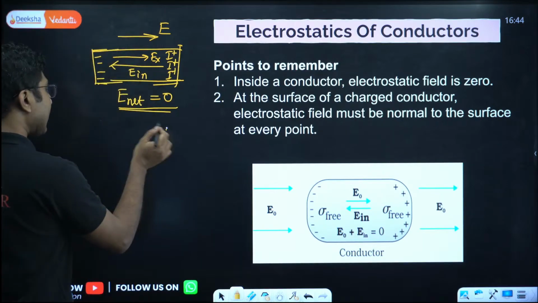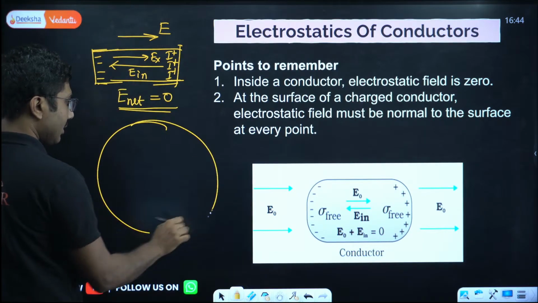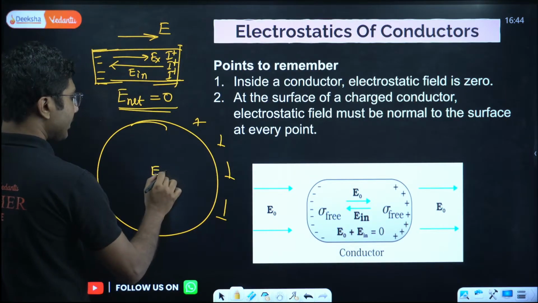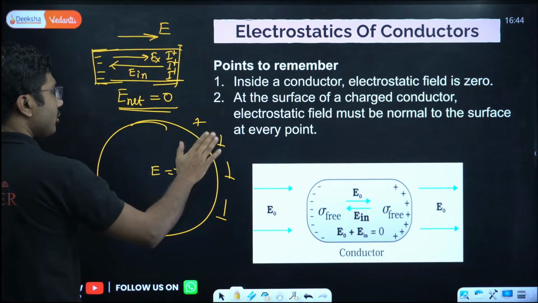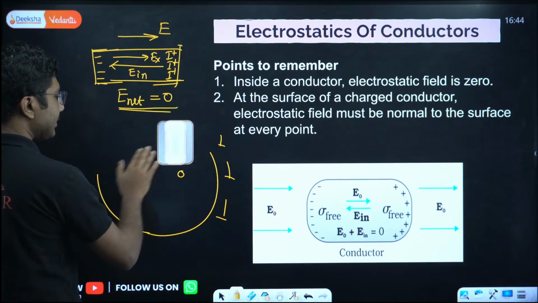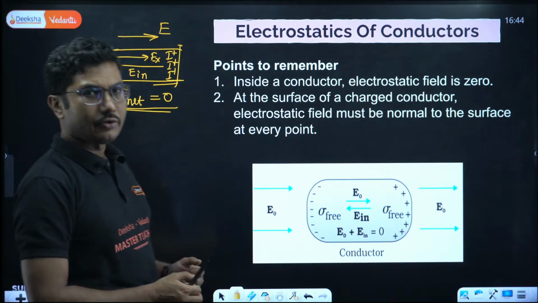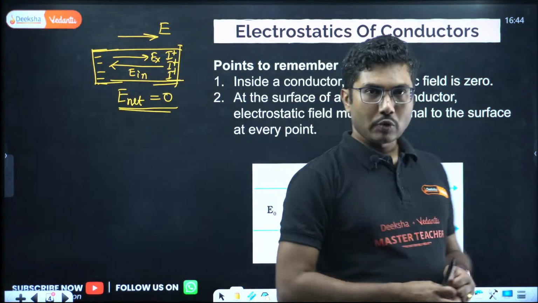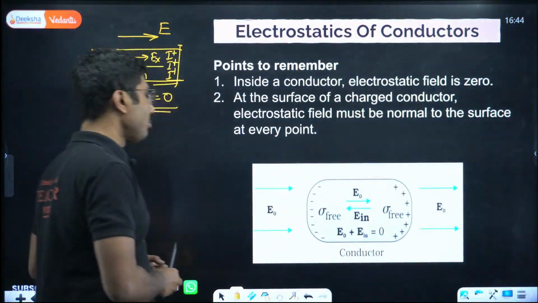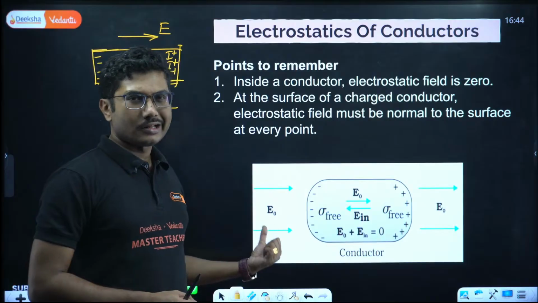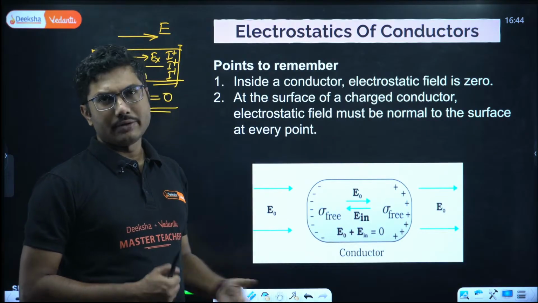We have seen that in the case of a charged shell, the electric field was 0 inside, and even if it is not charged, the electric field is always 0 inside a conductor. No matter what, the electric field is always 0 inside a conductor. So that is one very important point to remember. If you have a conductor and you apply an external electric field, the field inside will be 0.